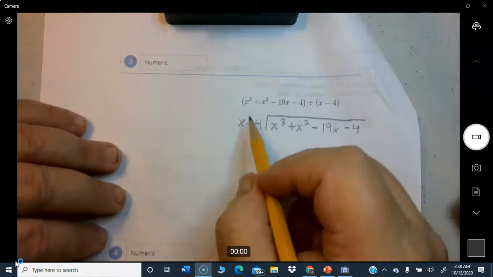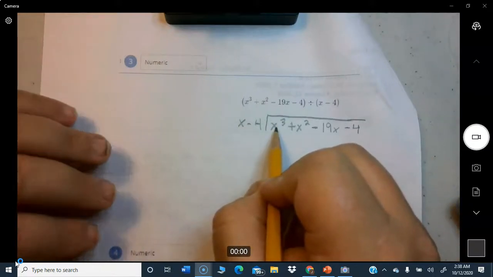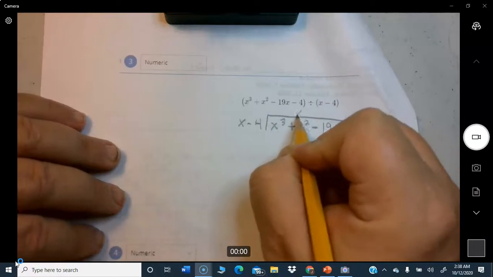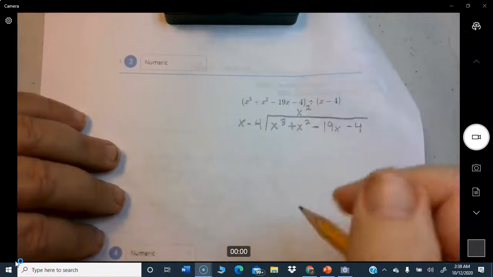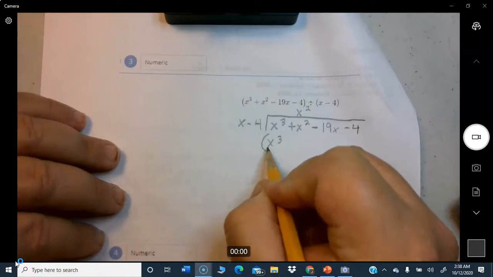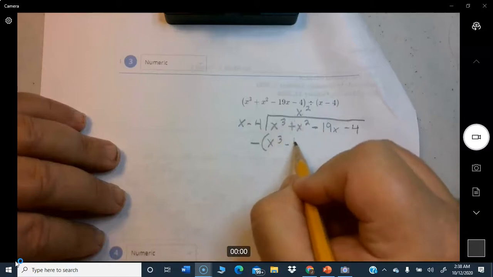Okay, here we go. What would I multiply x by to get x to the third? That would be x squared. X squared times x is x to the third. You add the exponents. So it's going to be x squared right there. X squared times x is x to the third. We're going to put a parenthesis and a negative sign. X squared times negative 4 is negative 4x squared.